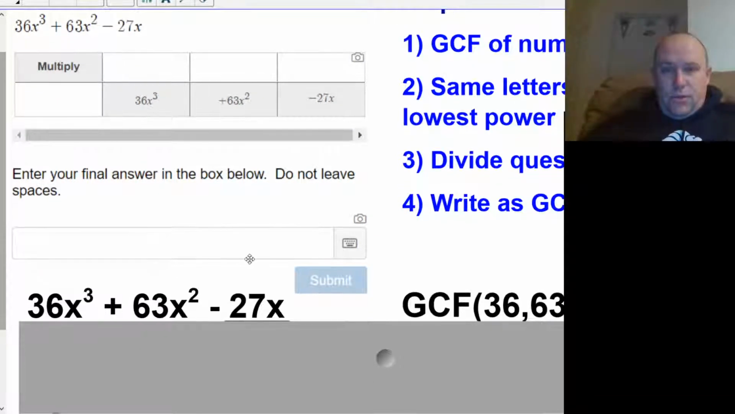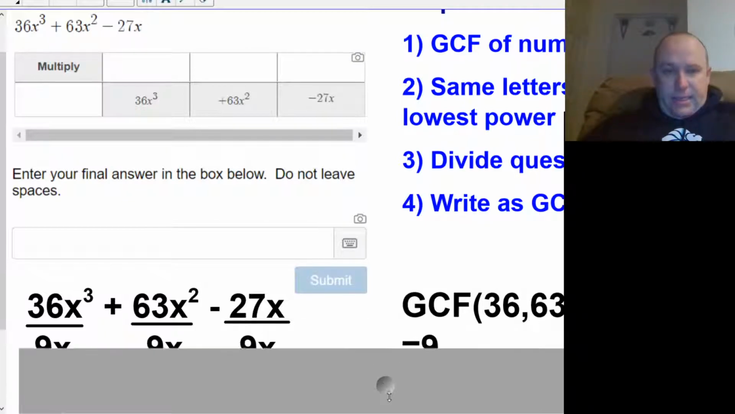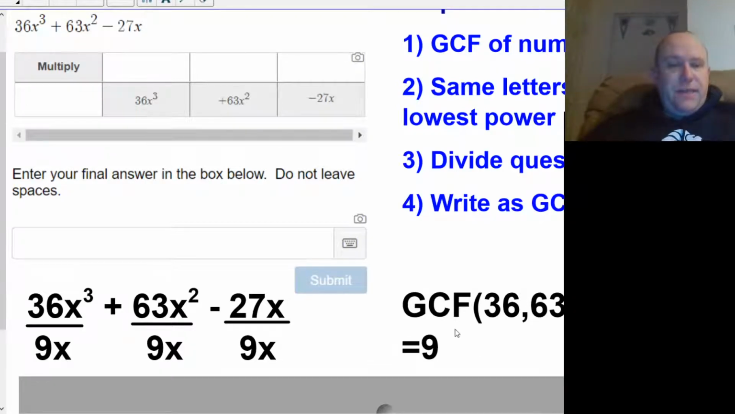So I'm just going to scroll down a little bit. You do the same for the letters, x cubed, x squared, and x. So when it's the same letters, you go with the lowest power or the lowest exponent. So the GCF of x cubed, x squared, and x is just x. So the GCF for the numbers was 9. We also found there was an x as well from the step 2. So that means that the GCF is 9x. And that's actually what goes here. That's what they want you to fill in this space.